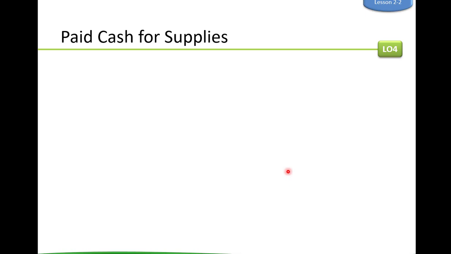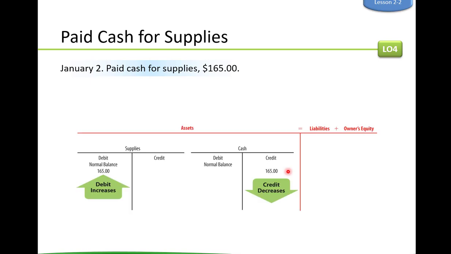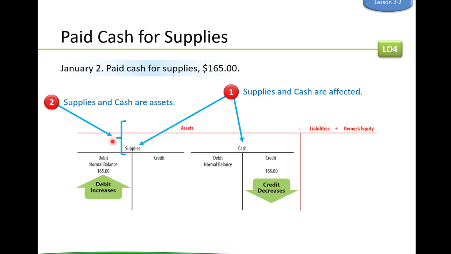So we paid cash for supplies. That means our cash needs to go down. To go down, we would need to have it as a credit on cash. What would go up is the supplies. The supplies account will go up. And since it's an asset, the supply increase is going to be a debit.